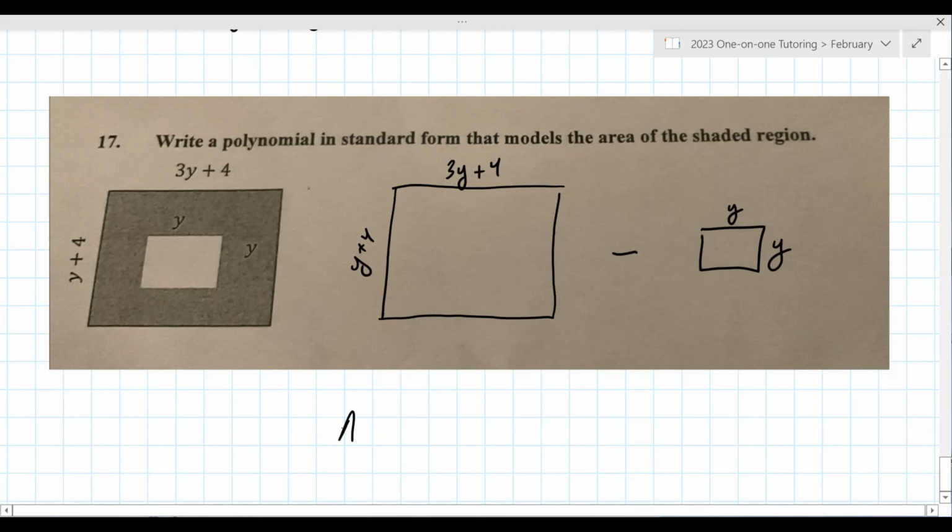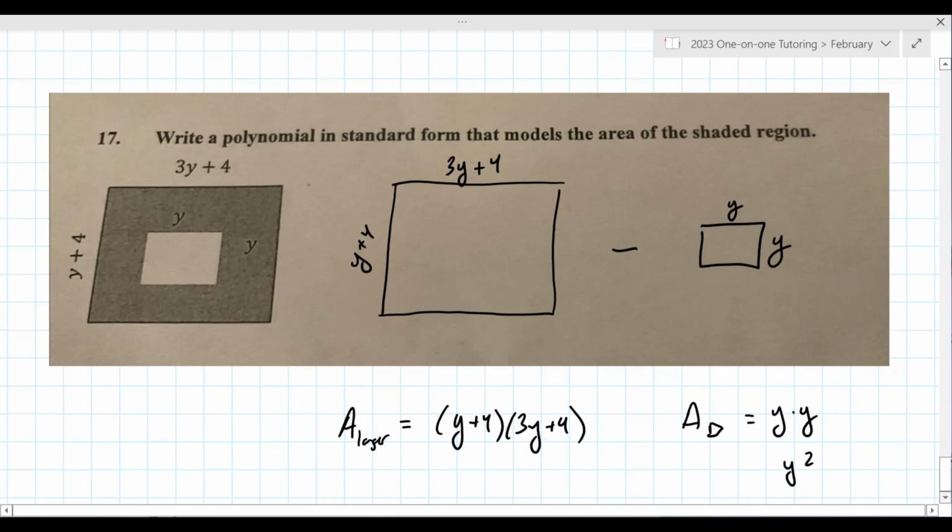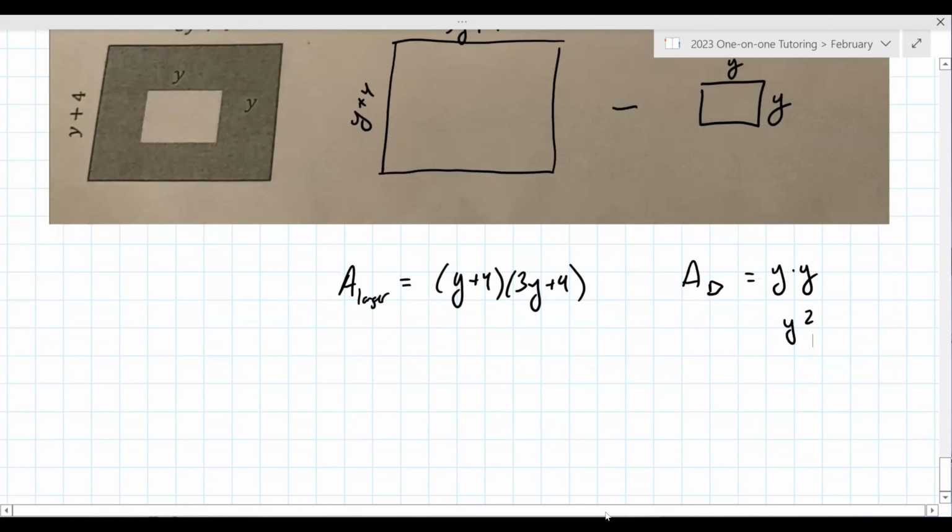So how do you find the area of the larger one? Multiply base times height. Okay, so y plus 4 times 3y plus 4. The order doesn't matter. And then the smaller one, which you're going to subtract, is y times y, or y squared. So what I want you to do here is FOIL this and then subtract this and let me know what you come up with. I'm going to just step away for 30 seconds, but I'll be right back.